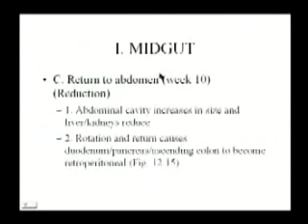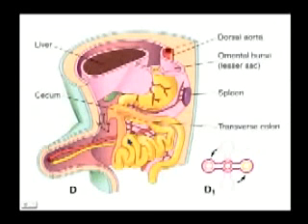So the return to the abdomen then in week 10, this is the reduction of the umbilicus. The abdominal cavity increases in size. The liver and kidneys are relatively reduced or absolutely reduced in size. There will be a rotation, and then the return will cause the duodenum, the pancreas, and the ascending colon to become secondarily retroperitoneal, and we'll follow that through figure 12-15.